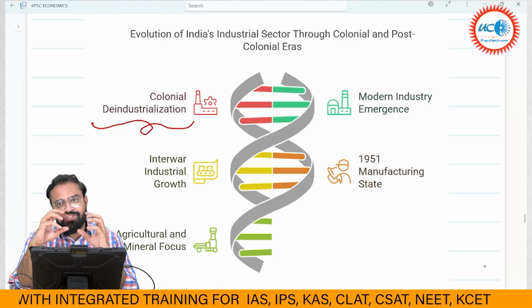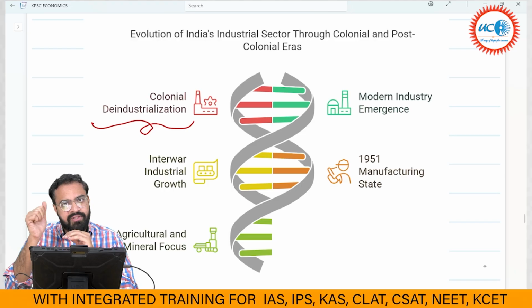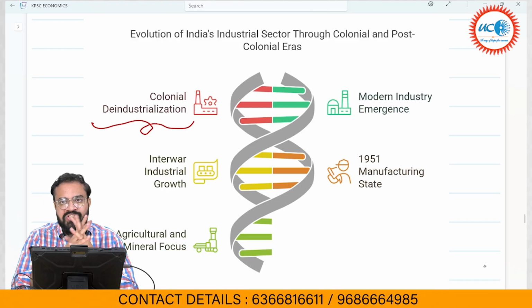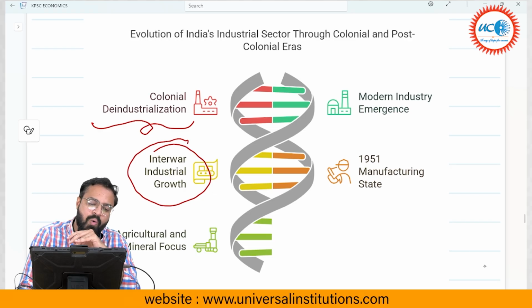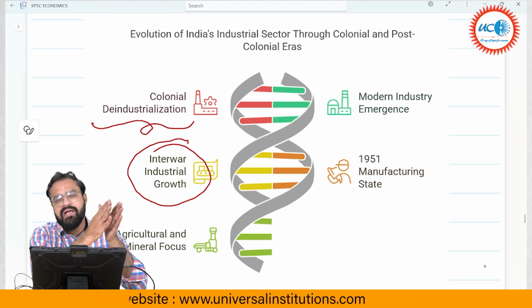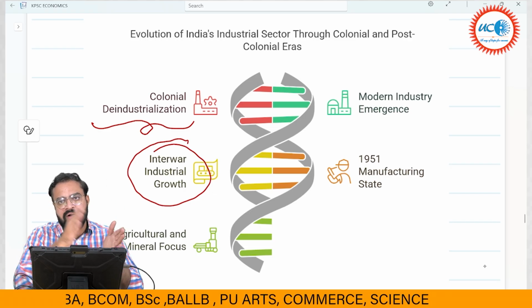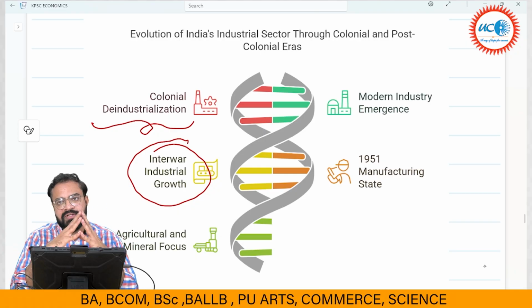The modern industry growth revolving around cotton, jute, and textiles was developed during the interwar period. That means right after the end of the First World War and right before the start of the Second World War.